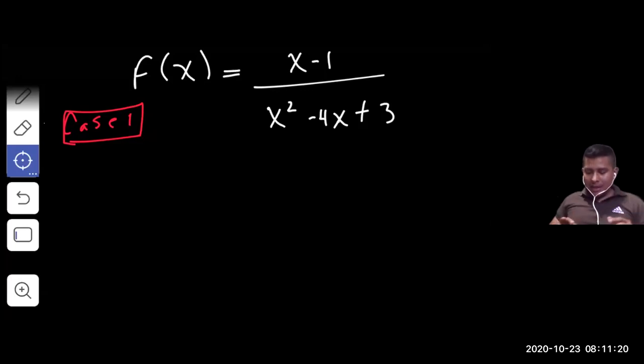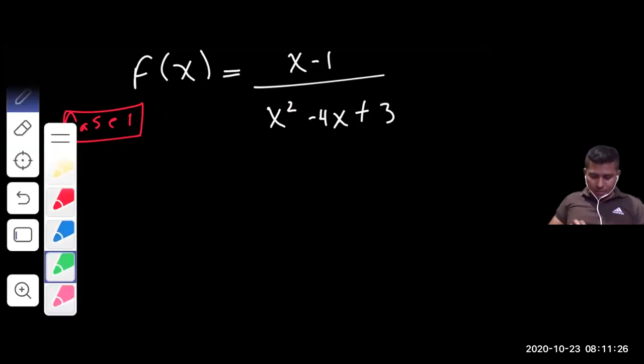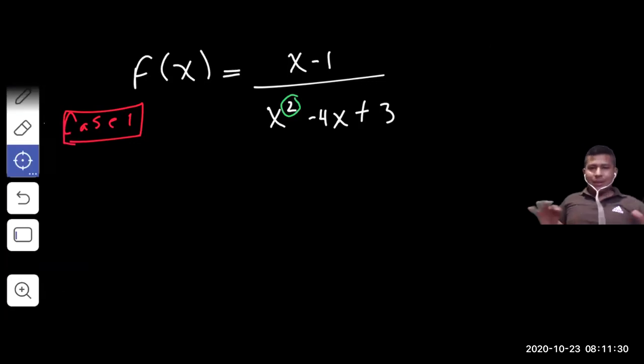Can someone tell me? I just wrote it down. Why is this the second case? Because the degree of the denominator is greater than the degree of the numerator. You have to look at the highest degree in the top and bottom, and you see that the bottom is the greatest one. Square, and this is a linear term. That is case one. Keep in mind this is case one.